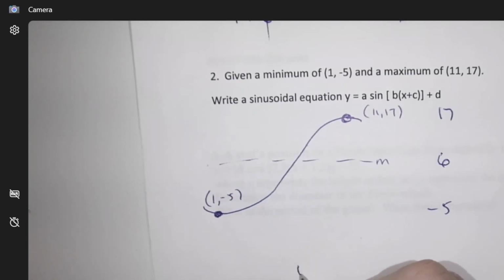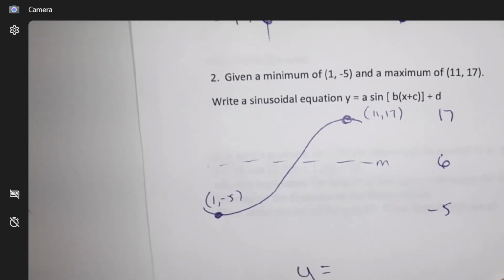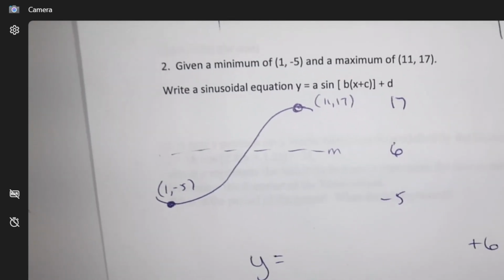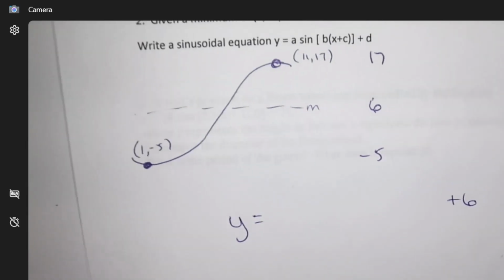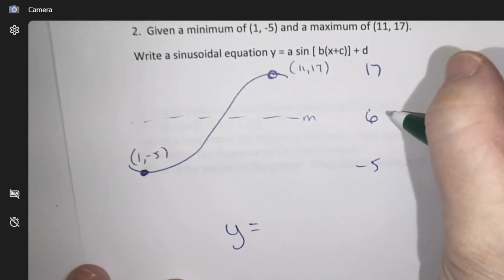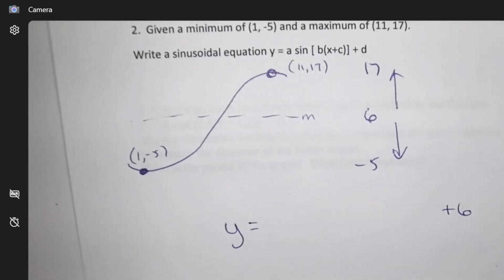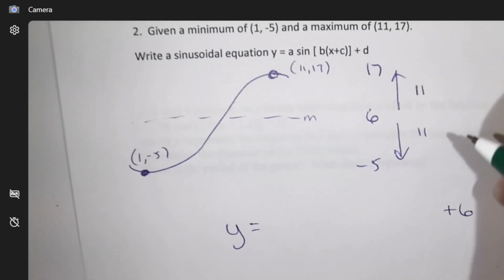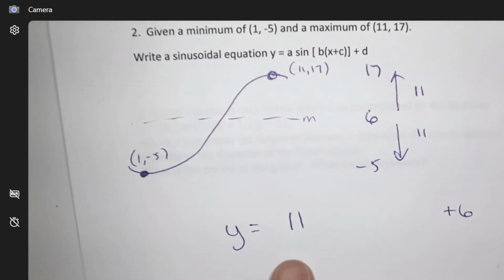Okay, so in my equation, I put it in the D, the midline. Now, how much do I have to go above the 6 or below the 6? What's the amplitude? 11 above it, 11 below it. So that is in the A position.